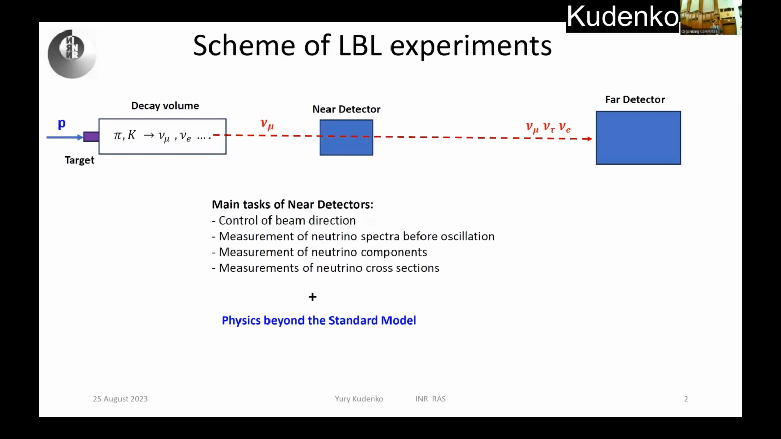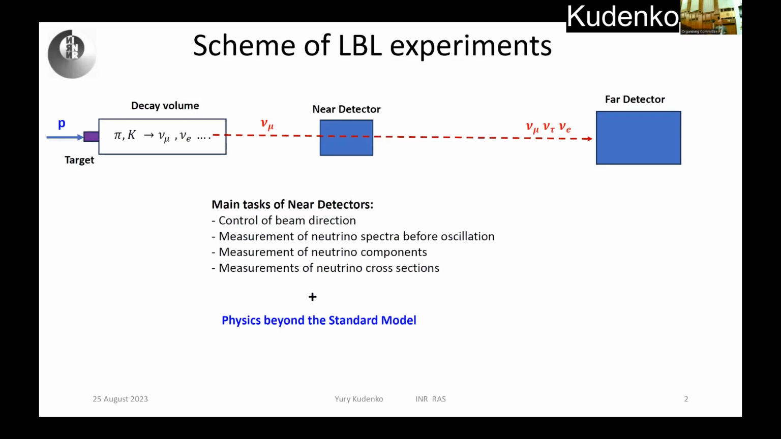The basic scheme of a long baseline neutrino oscillation experiment looks like this: decay volume, target where pions and kaons are produced, then a near detector and a far detector at long distance. The near detector is close to the target or decay volume. What is the main task for near detectors? Of course, control of the beam direction, and measurement of neutrino spectra before oscillation. That is important because when you study oscillation, we need a long baseline. Then measurement of neutrino components, contamination, and some mixture of different types of neutrinos, and then measurement, of course, of the neutrino cross section.